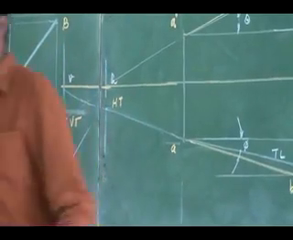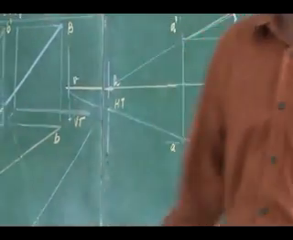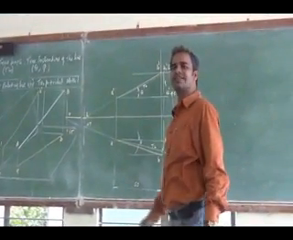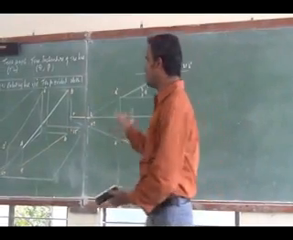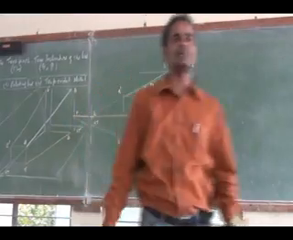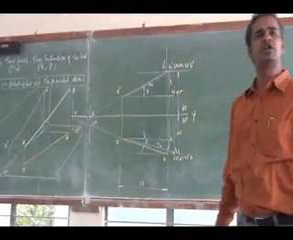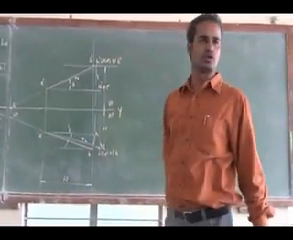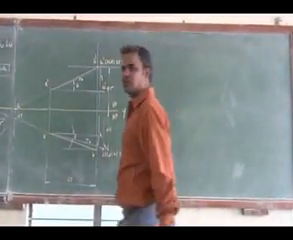Is it clear? You can see both HT and VT are coming below the reference line. Right? Is it clear? This is how you have to mark the horizontal and vertical trace. The same thing I can draw using another procedure that is called the trapezoidal method. I can find the true length and true inclination using the trapezoidal method. So anyone you can use. You see here the trapezoidal method.